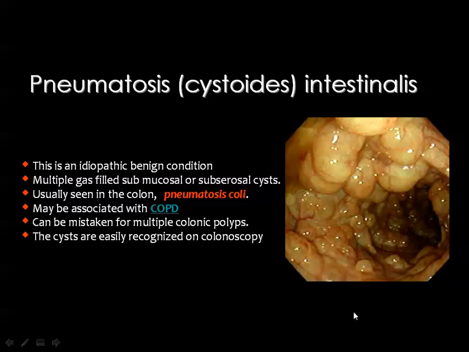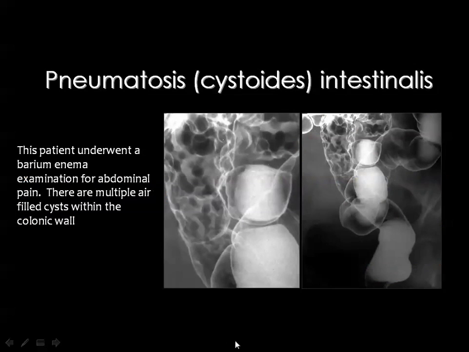Then if you look by endoscopy, you can see that these are buckets filled with air, which closely resemble polypi in the colon. This is an idiopathic benign condition, usually asymptomatic. Sometimes it may be associated with chronic obstructive pulmonary airway disease, and the cysts are usually filled with air, as you can see here in this barium enema, multiple air filled buckets within the wall of the intestine.